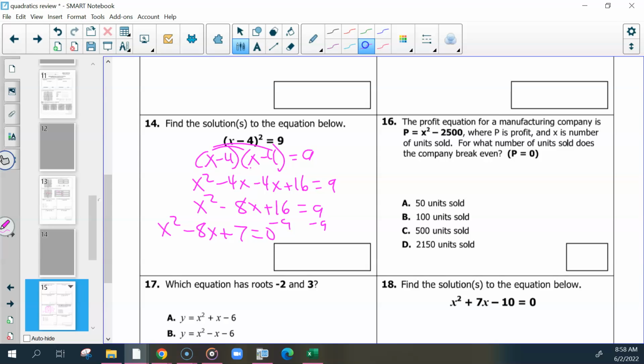Y equals is already there. But the graph. Any other questions? So after that, most of them.